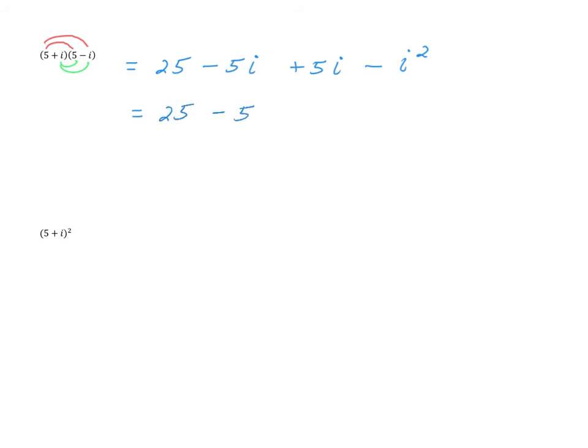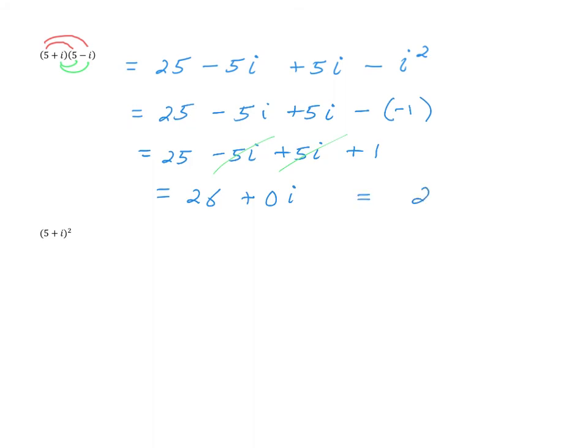But this is 25 minus 5i plus 5i. Then we have minus this negative 1, which changes it to a plus 1. And when we combine like terms, well, the 1 and the 25 is 26. Minus 5i and positive 5i, those two things completely cancel. In fact, if you want, just for emphasis, you could put, well, there is no imaginary part, but simplified, it's just the number 26, which is a real number.